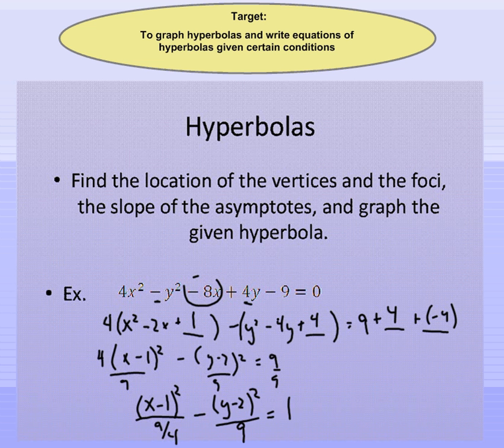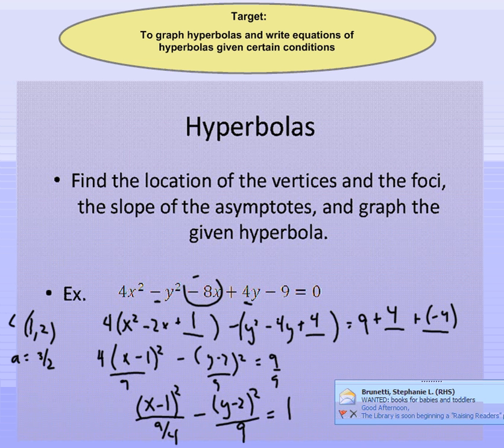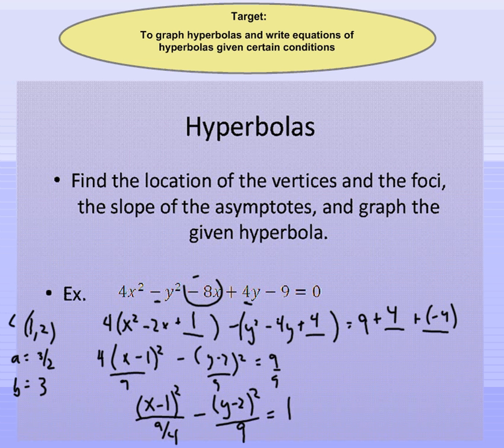So from here we should be able to pull out our center. Our center is located at 1, 2. Our a value is 3/2 if you take the square root of that. Our b value is 3. We should be able to use all that information to find the vertices, the slope of the asymptotes, the foci, and graph this. Again, the branches are going right and left in this example. We will finish this example in class.